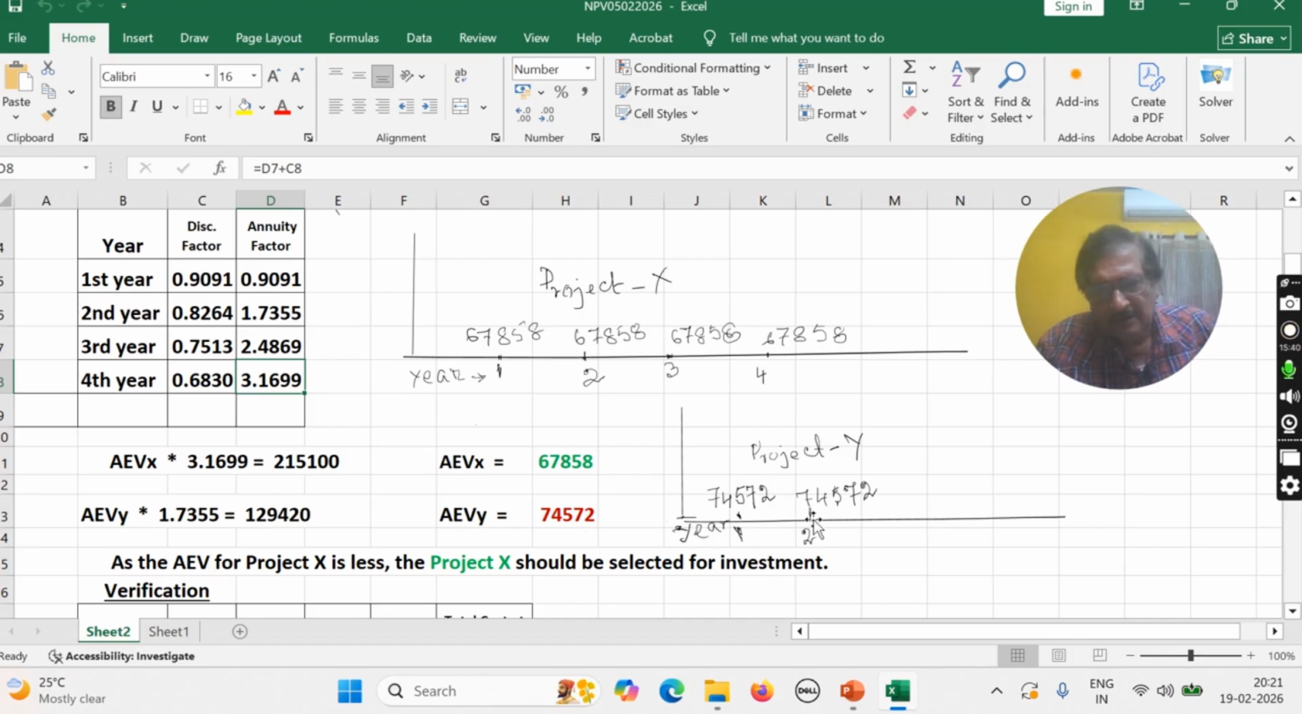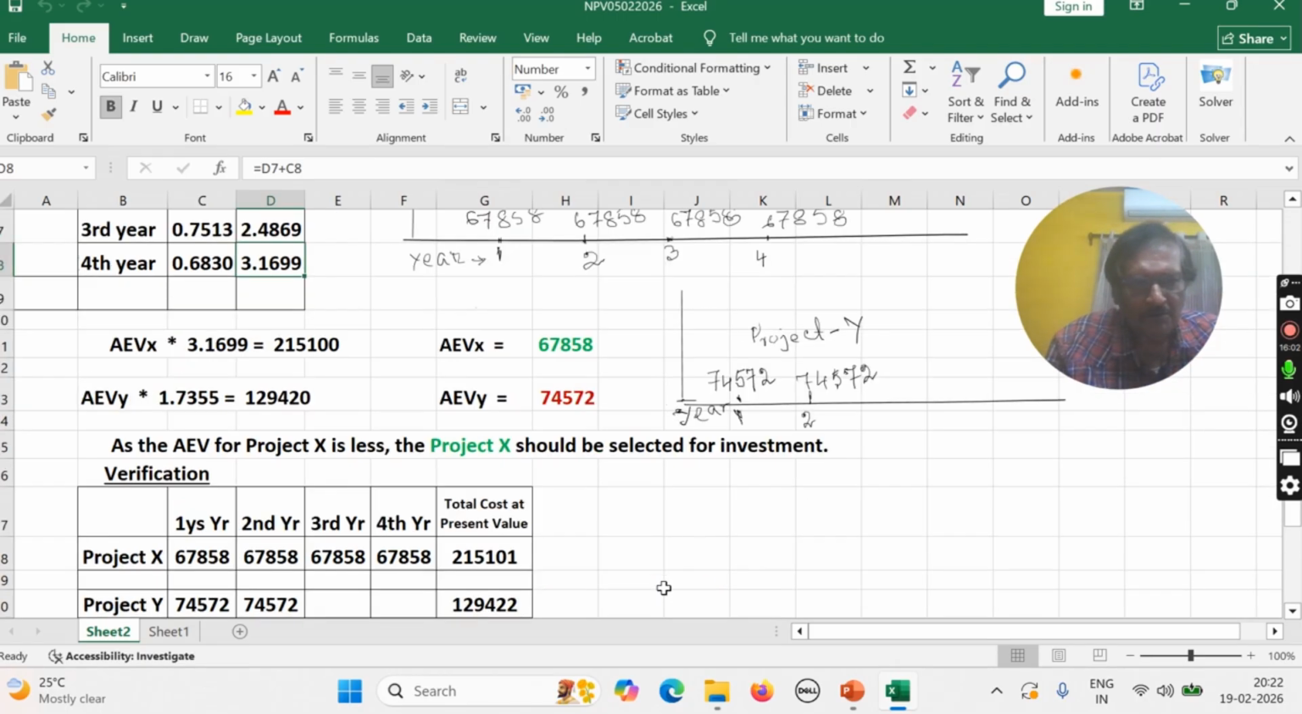74,572, and second year, if you expend this amount, if you discount this value to the present value at the rate of 10%, then you will get this total cost. That's when, in equivalent way, you can say for project Y, the year wise operational cost is 74,500. For your easy understanding, I have also calculated and shown the figure that it is same.